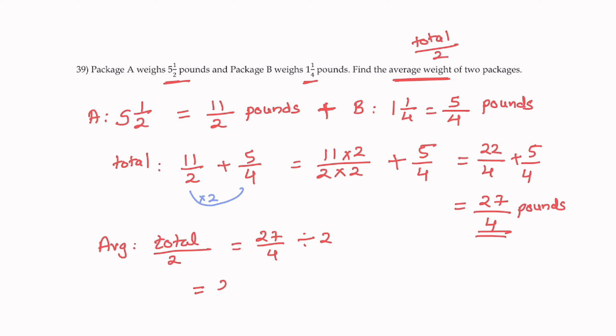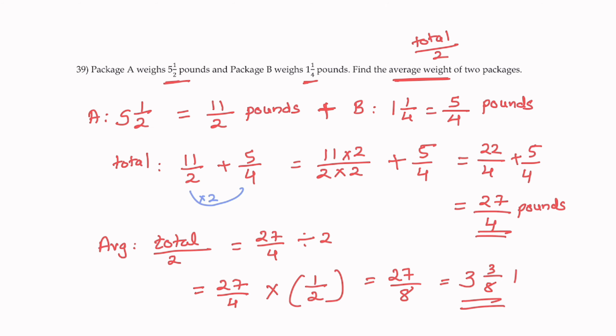What do we do? 27/4 division becomes multiplication, and we inverse the second fraction. So this becomes 27/8. There's no common factors to cancel, and that is 8 times 3 is 24. And if you subtract 24 from 27, your remainder will be 3, and you write your denominator. So that's the average for two packages.